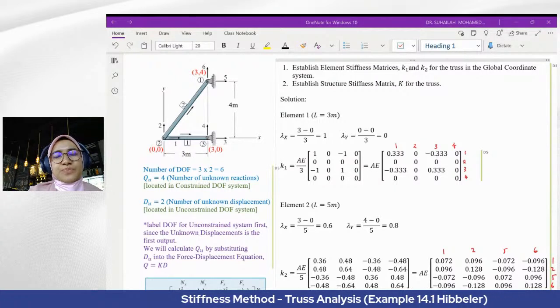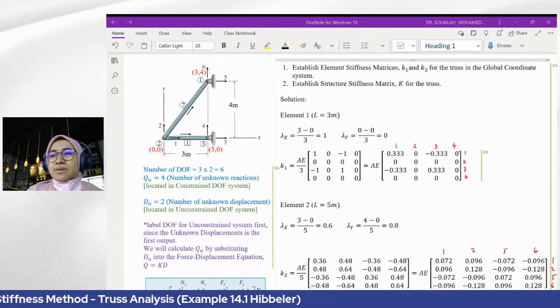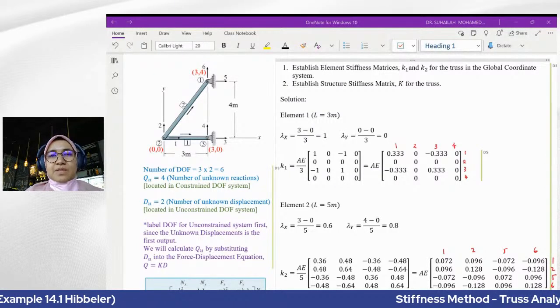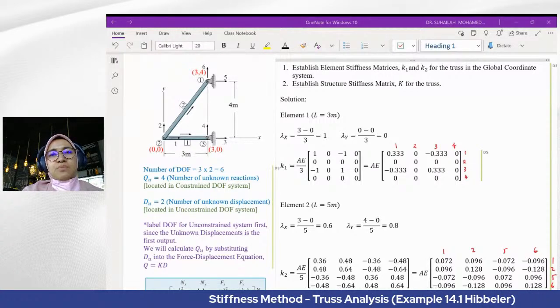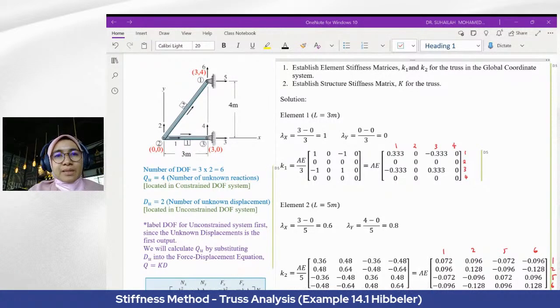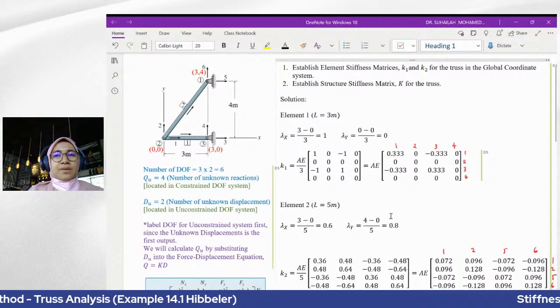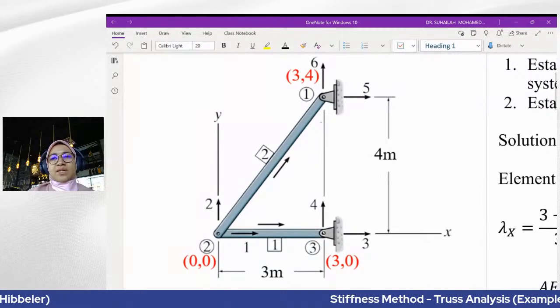Okay, I would like to explain the stiffness matrix method analysis of truss. So we are referring to example 14.1, Hibbeler textbook. Okay, let's see the question. So this is the question given in the textbook.